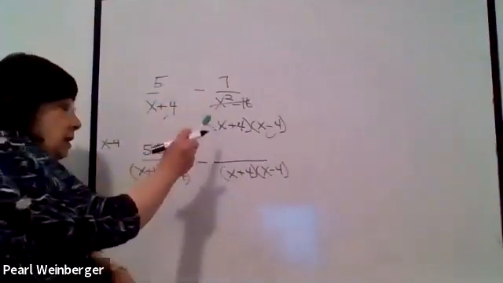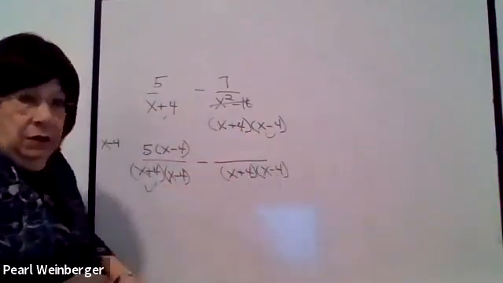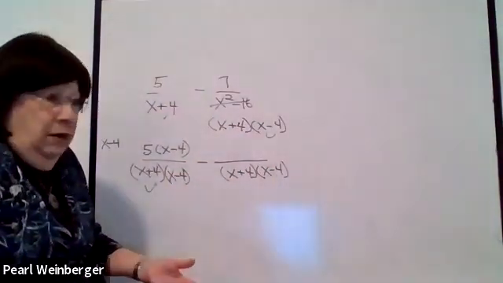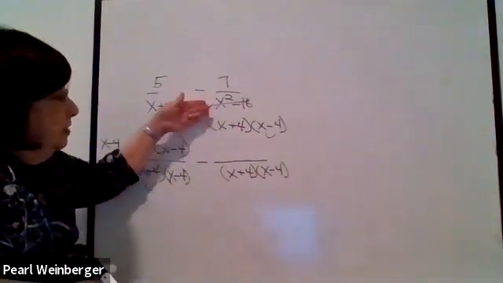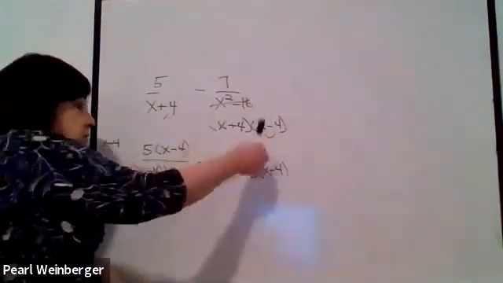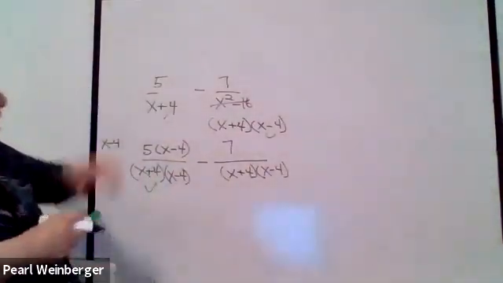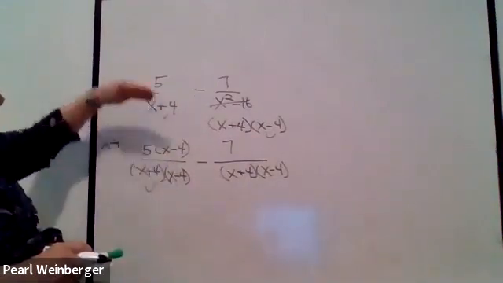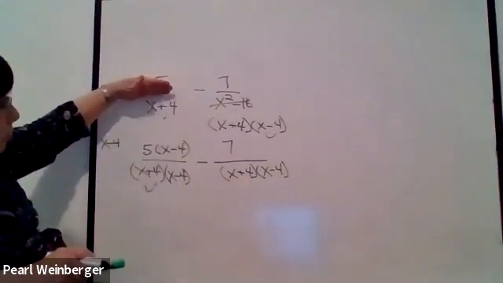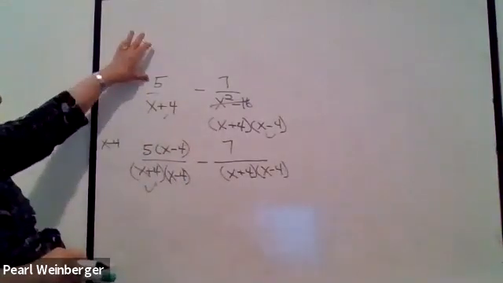Now I go to the second fraction. The x plus 4 is already there. The x minus 4 is already there. I don't have to multiply by anything because the original denominator and the new denominator are identical. So I just leave this 7. That's why I like to put one right underneath the other, because it's easy to compare what you originally had with what you're changing it to. Anything that's new that wasn't there before, that's what you multiply the top by.